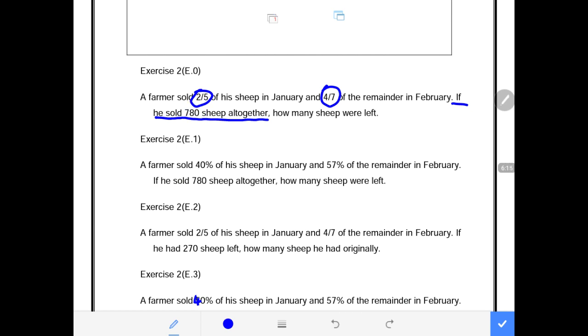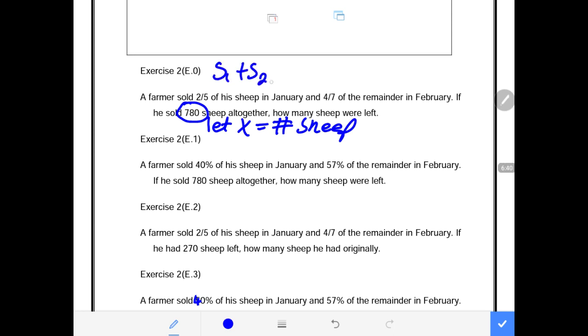Now in this case, we are required to calculate how many sheep were left. We first need to know how many sheep this farmer had in total. That means we need to say, let x equal the number of sheep. Take note of the fact that 780 is the total sales. That means sales for January plus sales for February equals 780 rand.